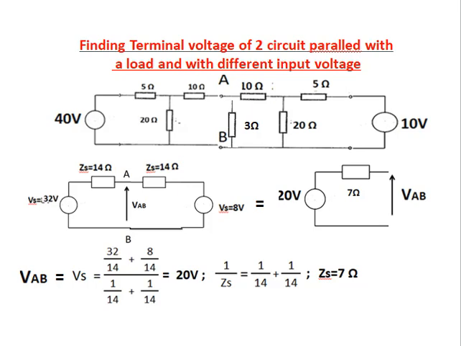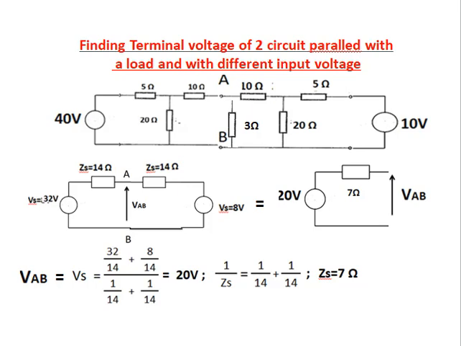Finding terminal voltage of two circuits in parallel with a load and with different input voltages. Outputs of two circuits with the same ABCD parameters and different input voltages 40 volt, 10 volt are in parallel and connected to a load resistance 3 ohms. Find the source voltage and source impedance at terminal AB without load impedance 3 ohms.